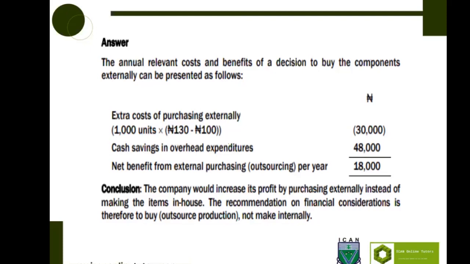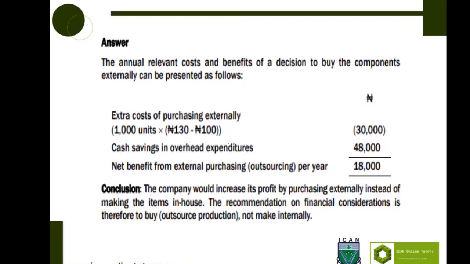Cash savings in overhead expenditures gives us 48,000 naira, which is what we're given in the equation. So the net benefit from external purchasing, outsourcing, per year is 18,000. So what do you think the company should do?